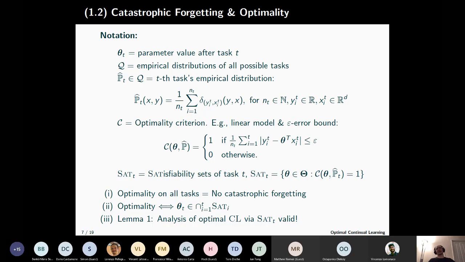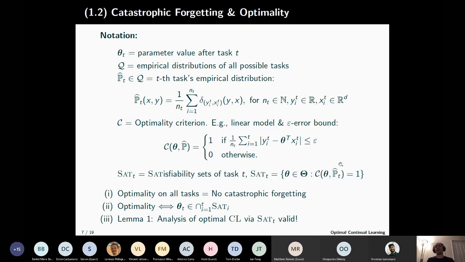And if you have defined this optimality criterion, you can actually define these satisfiability sets extremely easily, because you can just say, well, it's all the parameter values for which this optimality criterion equals 1, aka where this optimality criterion is not violated. And once you have all this stuff in place, it becomes very easy to actually define what no catastrophic forgetting means. It means optimality on all tasks. And by definition, optimality on all tasks just means that theta t needs to be in the intersection of all the satisfiability sets that you observed previously.